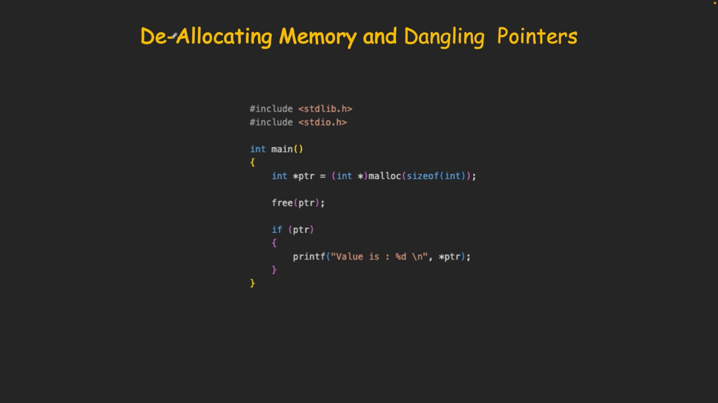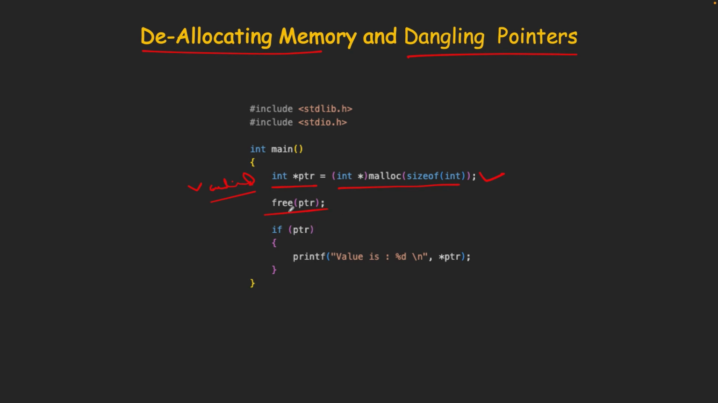First scenario: de-allocating memory and dangling pointers. The first scenario that can cause the creation of a dangling pointer is deallocation of memory. Suppose we allocate some memory on the heap using the malloc function and assign the location of that memory to a pointer. After some time, we delete the memory by calling the free function.